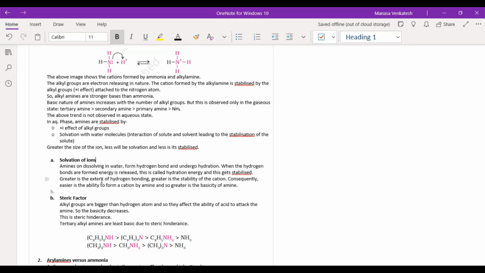When we talk about primary amines, they have two hydrogen atoms, and they have the ability to form hydrogen bonds to a greater extent compared to secondary and tertiary. That's what we studied when we talked about the boiling point of amines. There is another factor that we have to consider, that is the steric factor. Now we know alkyl groups are bigger than a hydrogen atom.